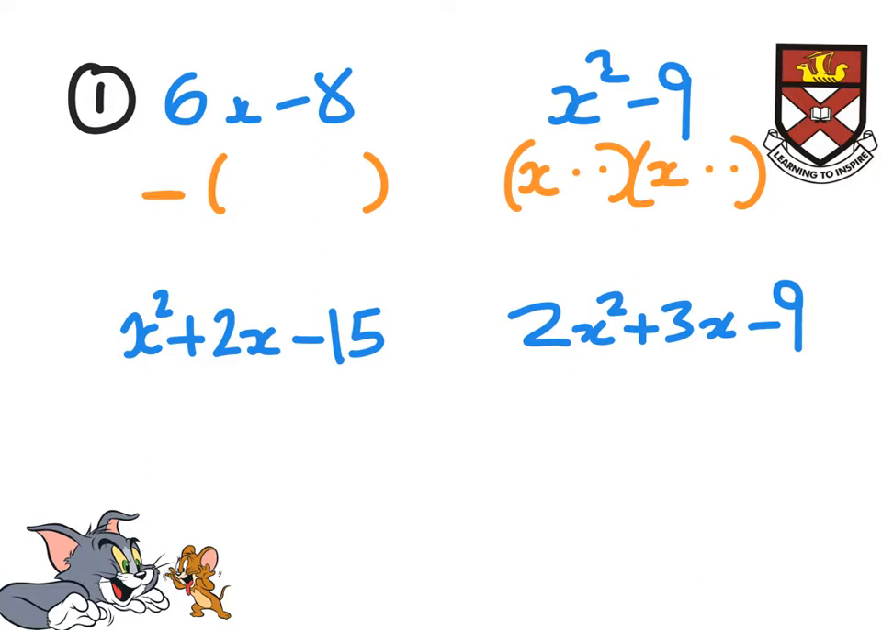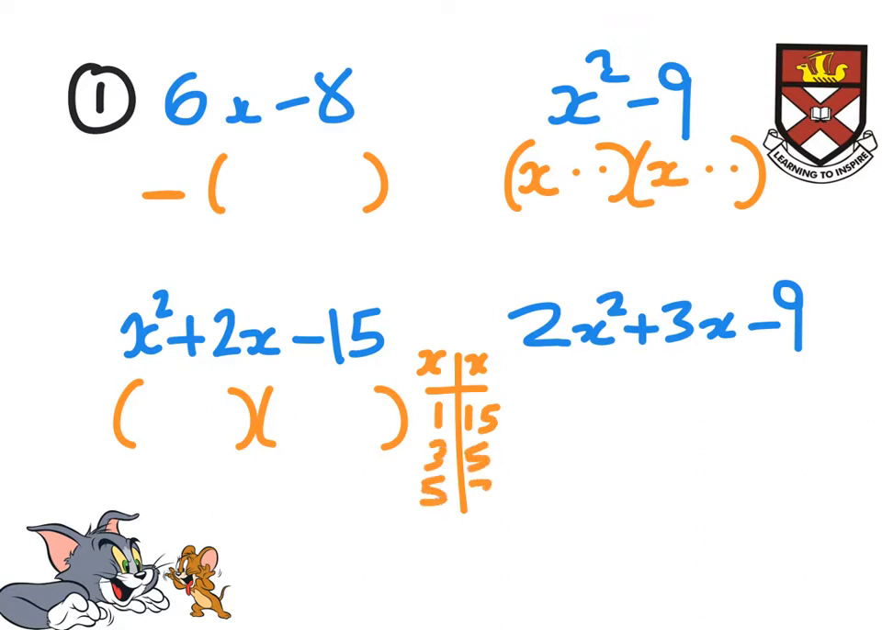This one, x squared plus 2x minus 15, again it's a pair of brackets. Best way to do this is to set up a wee table using x and x and all the different ways we can make 15. And we just need to work out which one of these pairs makes the positive 2.